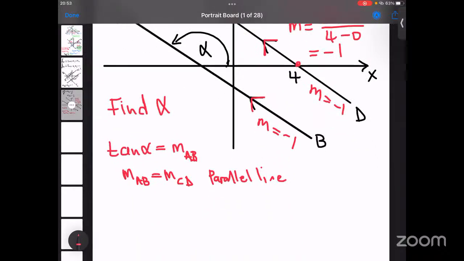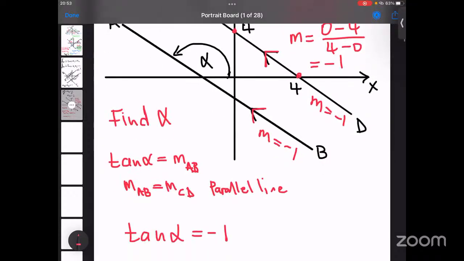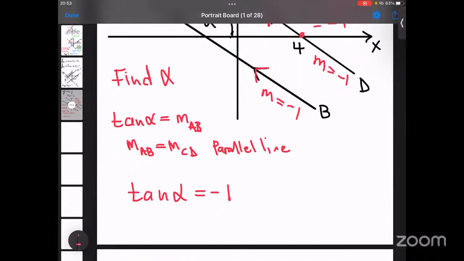Let's see. If that is the case, then I will need to now continue with the calculation. So that means tan of that should be equal to -1. Because the gradient of AB, I have figured out that it is -1. So now I will have to calculate the angle. So what do you get when you punch this?